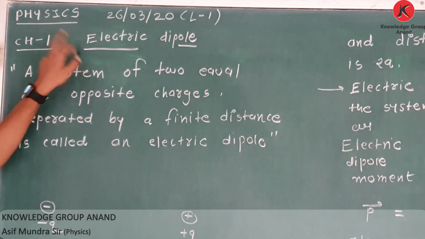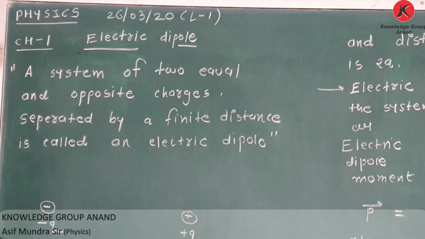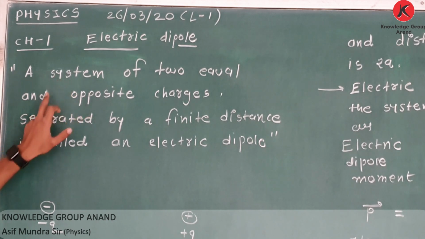Topic is electric dipole. What is the meaning of dipole? Di means two. Pole means charges. A system of two equal and opposite charges separated by a finite distance is called an electric dipole. Electric dipole means two equal and opposite charges.